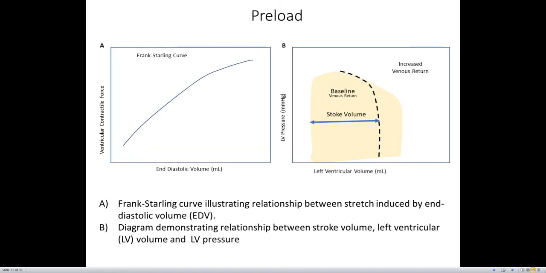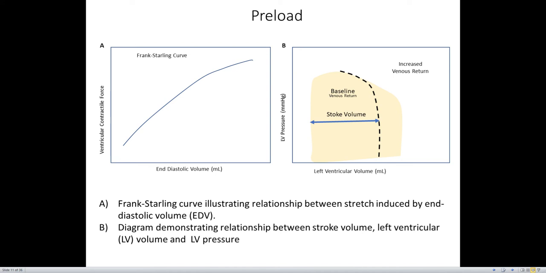So often when we're talking about preload, we like to refer to Frank-Starling's law. In this particular slide, Frank-Starling's curve. In figure A, this is illustrating the relationship between stretch induced by end diastolic volume. So as we fill the ventricles with volume, you can see this blue line in figure A increase. And that increase is representing an increase in volume causing an increase in contractile force.